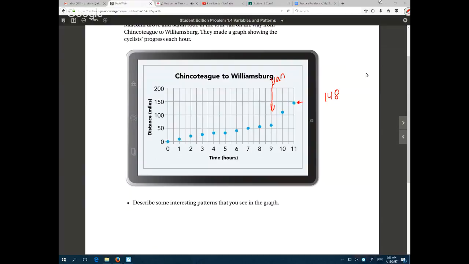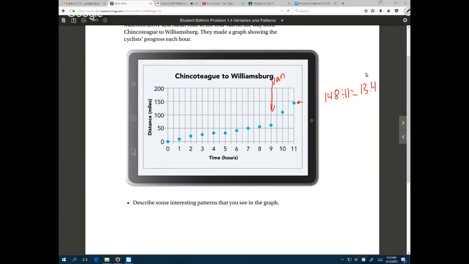Elijah, what are you doing on your calculator? Tell us. Very good. Take that divided by 11, and you get an average speed of 13.4. That's good enough for me for right now. So your average speed should have been roughly around 13.4, 13 and a half, somewhere in there, depending on what number you use for miles.